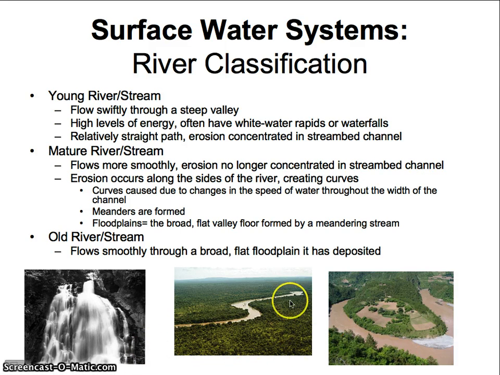So meanders are these curves in the river. So that's a meander, and then it comes over here, and that's a meander. Old rivers usually flow even more smoothly over a broad, flat floodplain that has been deposited.